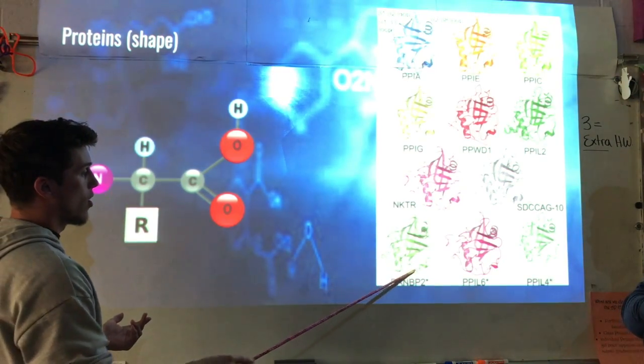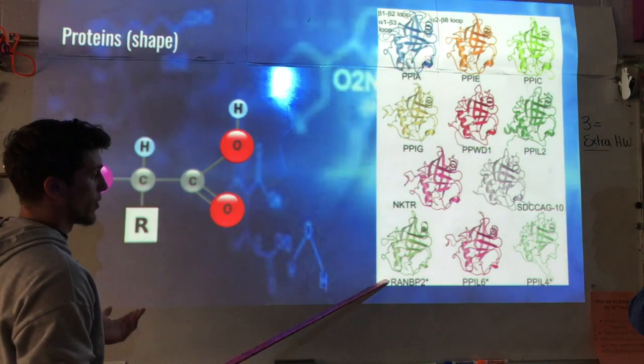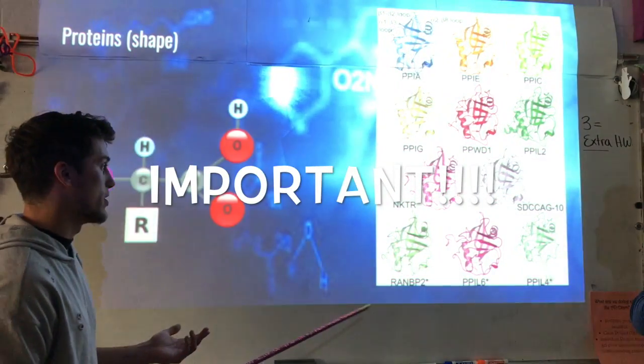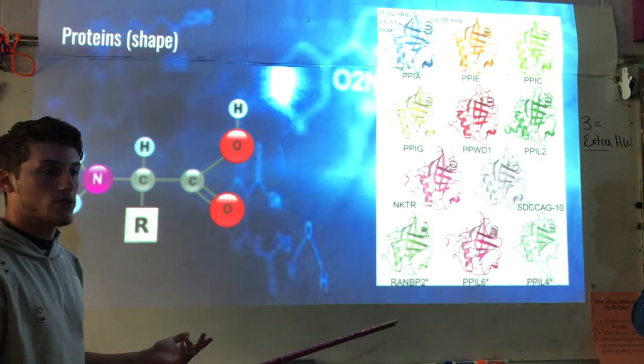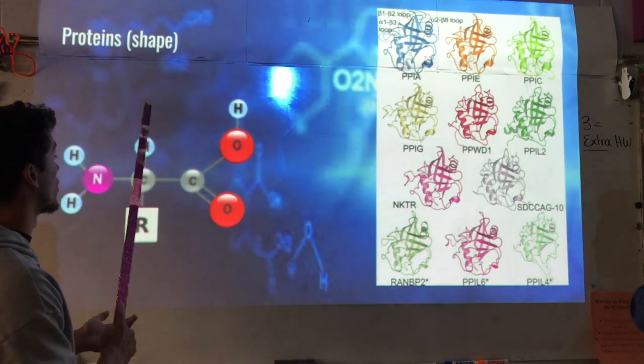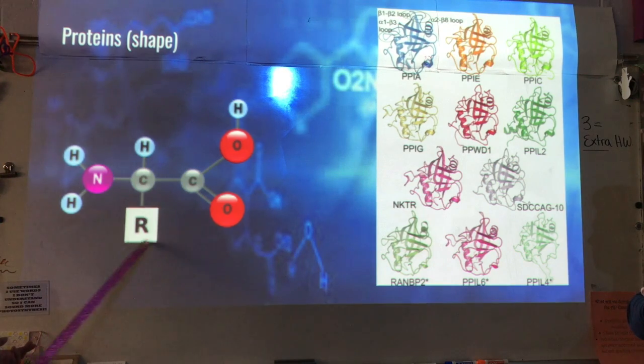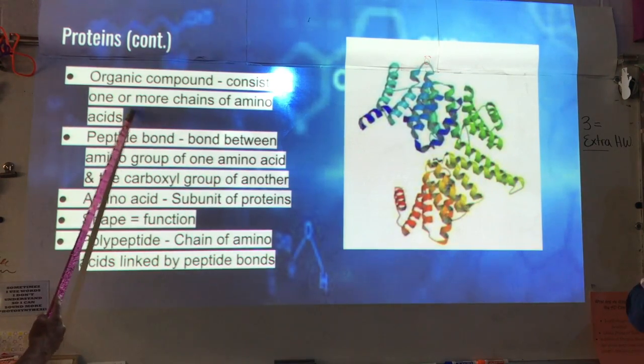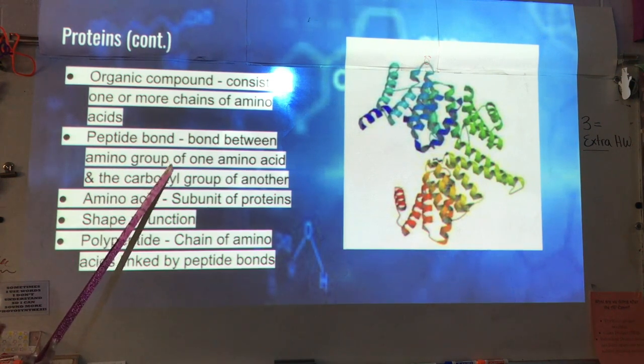They form almost string-like structures, they're all over the place, but their structure-determining function is probably the most important thing to take out of biochemistry. And so just to take in the shape, you have your R group, carboxyl, and basically they're an organic compound, and they consist of one or more chains of amino acids.